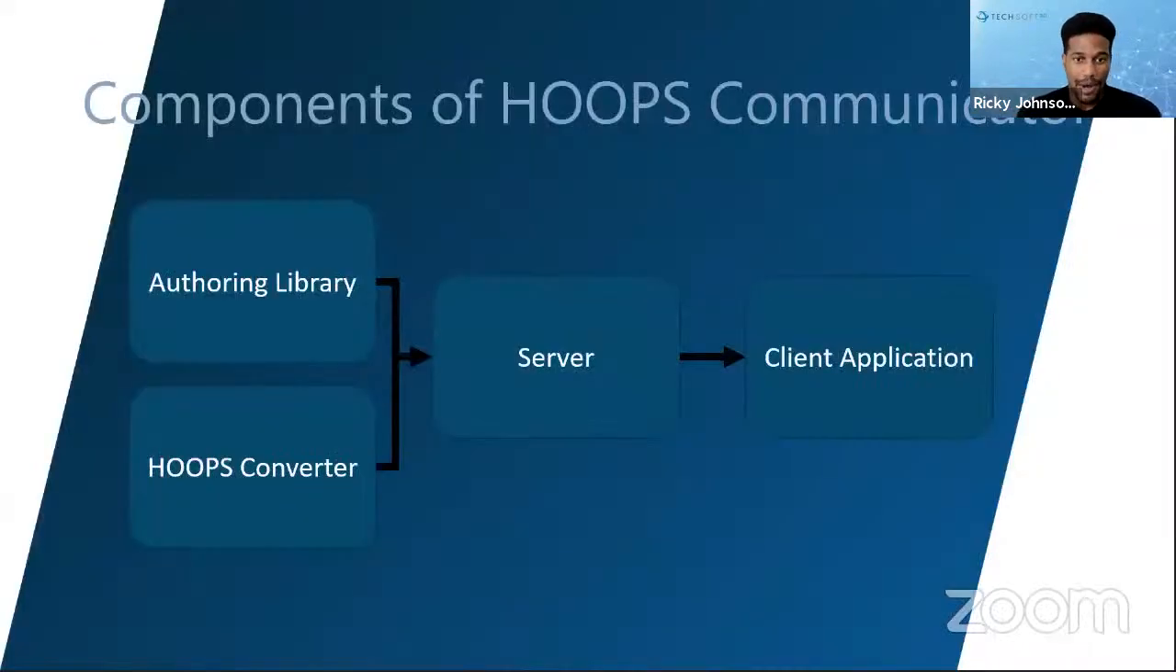So a few components of Hoops Communicator that I'd like to briefly give you an overview about. We have the authoring library, which is made to import custom or proprietary data into Hoops Communicator. We also have Hoops Converter, which is a built-in executable within the Hoops Communicator download. So if you'd like to read in standard file formats, standard CAD file formats, you can do that and interact or transmit that data to Hoops Communicator and ultimately view it in a browser.